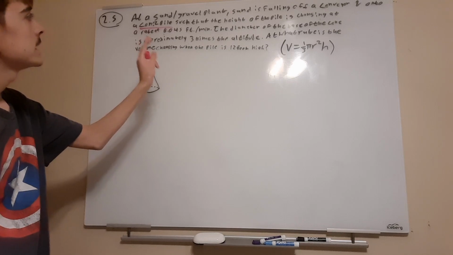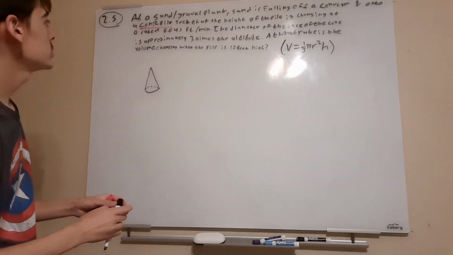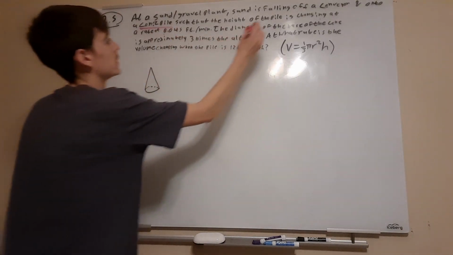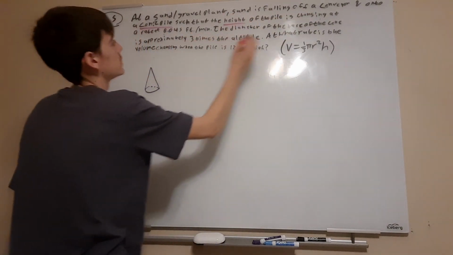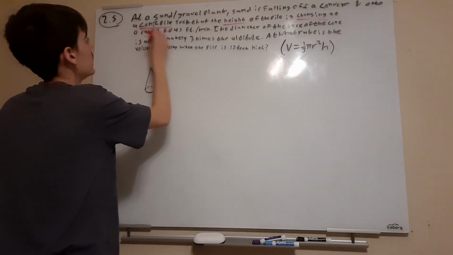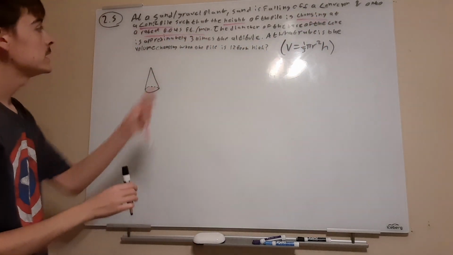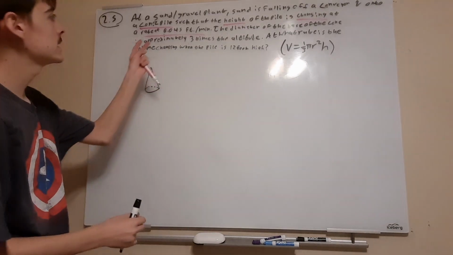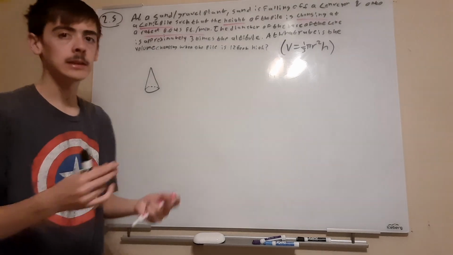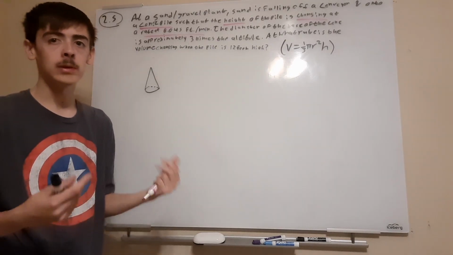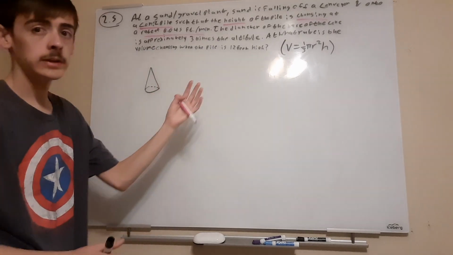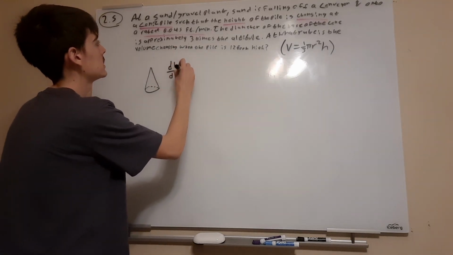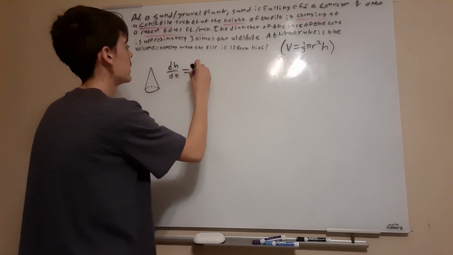Reading on more, it says that the height of the pile is changing at a rate of 0.045 feet per minute. So we see changing, which basically tells us that it's a rate of change, and it's of the height. Typically in problems like this, when we're talking about height, we give it the variable h, and it's the rate of change of h. So we write dh dt, and that is equal to 0.045.